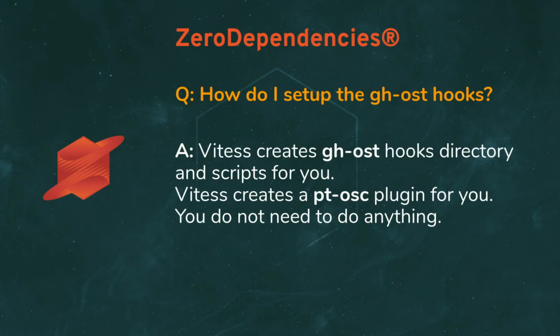If you run gh-ost with hooks like report status or whatever, what do you need to do to make that happen? Well, nothing. Vitess creates a temporary directory where it runs your migration. It will populate it with the necessary scripts or hooks for gh-ost, and it will just instruct gh-ost to use those scripts. So there's nothing you need to do.